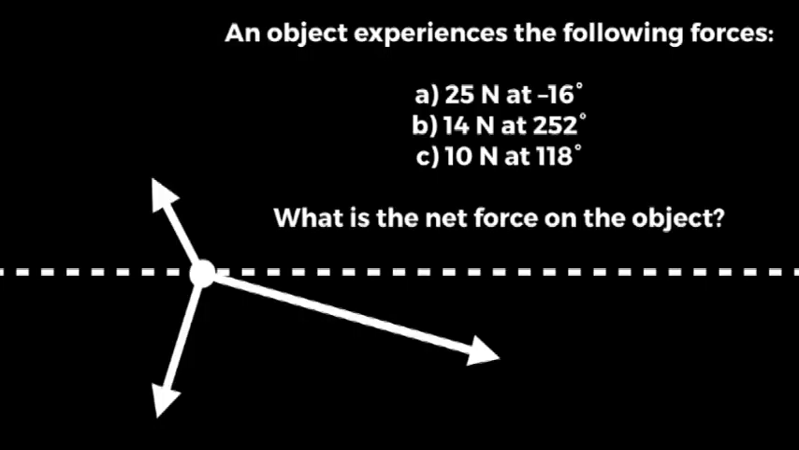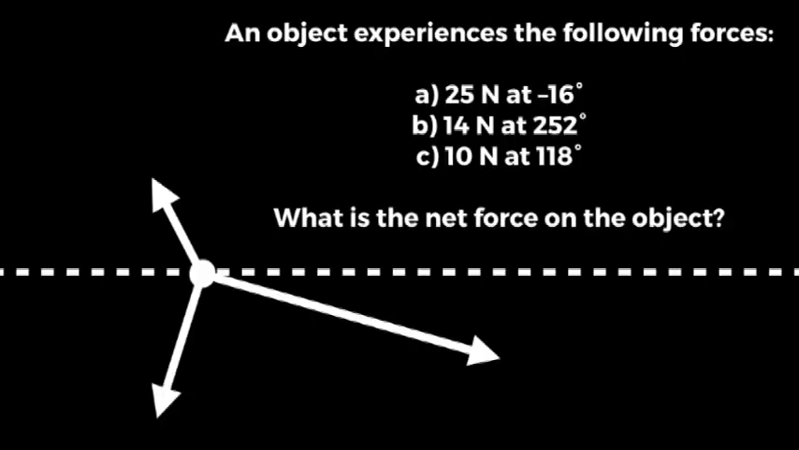So, to wrap the presentation up, let's go over one in-depth example problem. An object experiences the following forces. One force at 25 newtons at negative 16 degrees from the horizontal, one with 14 newtons at 252 degrees from the horizontal, and one at 10 newtons at 118 degrees from the horizontal. What is the net force on the object?